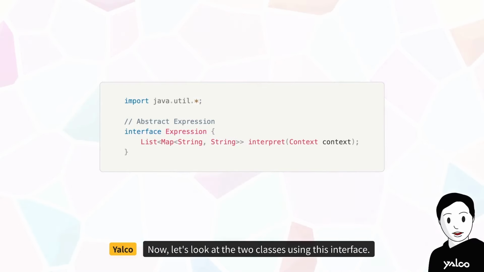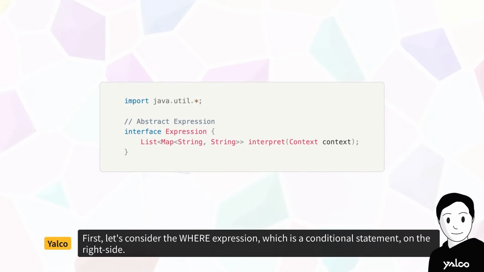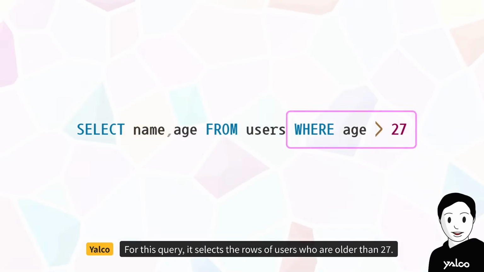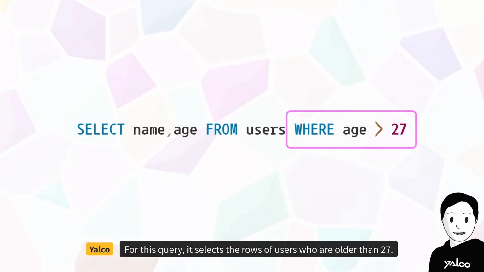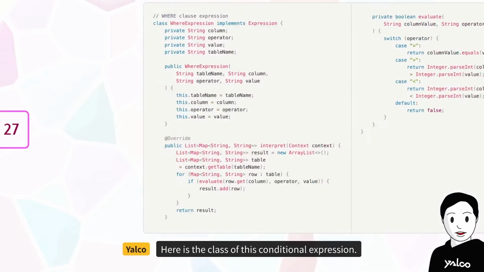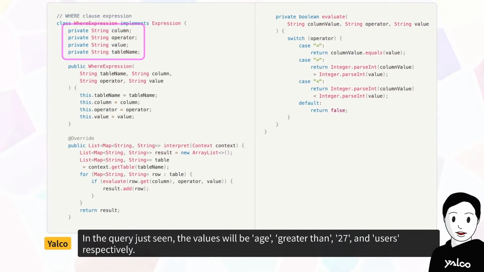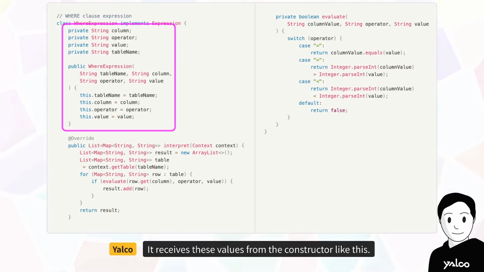Now, let's look at the two classes using this interface. First, let's consider the where expression, which is a conditional statement, on the right side. For this query, it selects the rows of users who are older than 27. Here is the class of this conditional expression. It has column, operator, value, and table name as fields. In the query just seen, the values will be age, greater than, 27, and users respectively. It receives these values from the constructor like this.